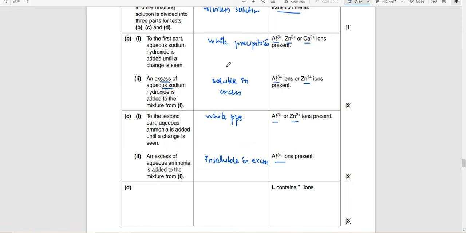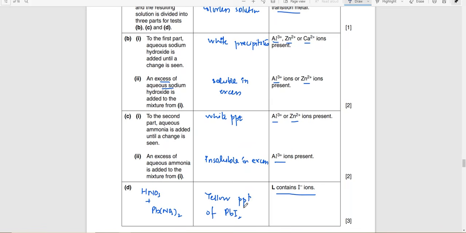To the first part you added this, and then you added this, and then this. Now the conclusion says that L contains iodide ions. What would be the test for iodide ions? You add HNO3 and you add lead nitrate. And what would be the observation for this? Yellow precipitates of lead iodide can be seen.